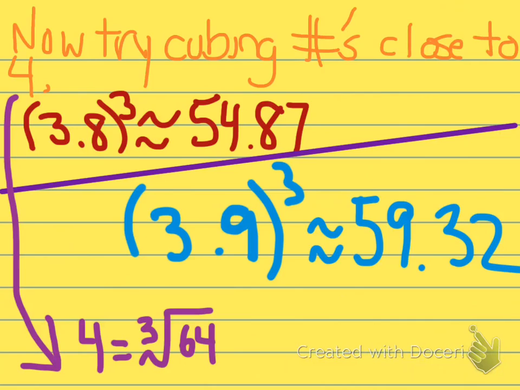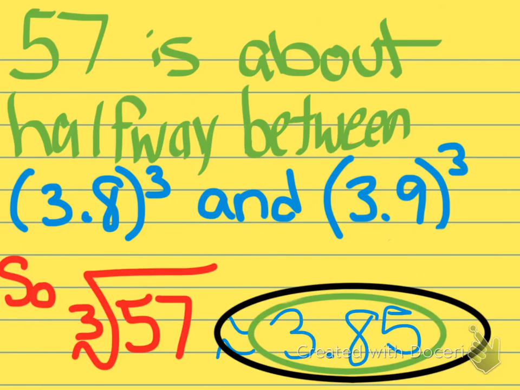Now, let's try cubing numbers close to 4, like 3.8 and 3.9. 3.8 cubed is 54.87, and 3.9 cubed is 59.32. These are approximations. 57 is about halfway between 3.8 cubed and 3.9 cubed. So, the cube root of 57 is approximately 3.85.